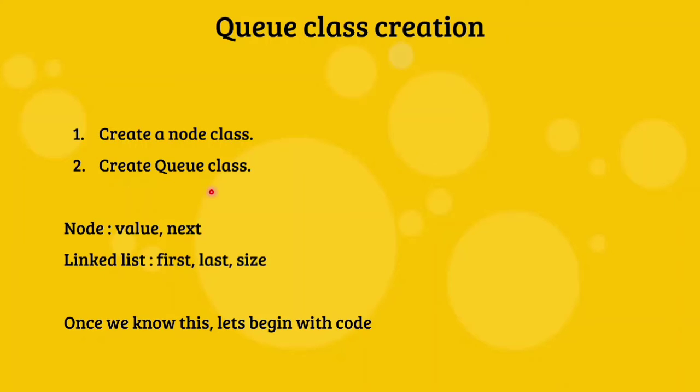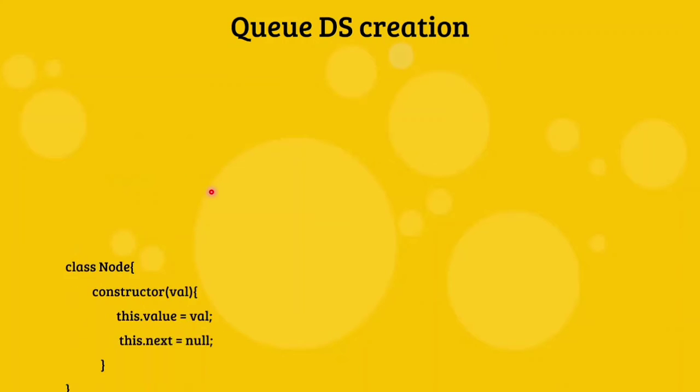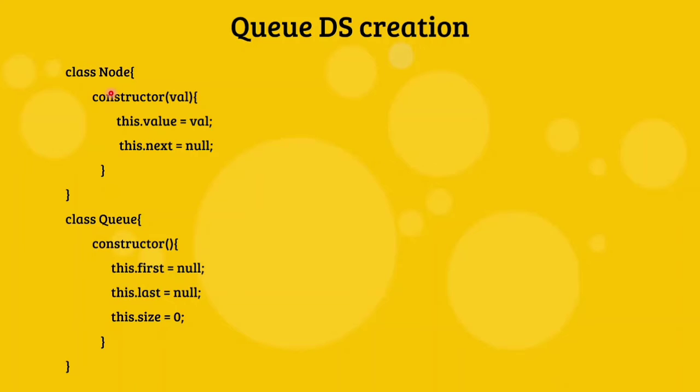So let's begin. Here, our code will look something like this. Firstly, we will have our node class. Inside that, we will have a constructor. And there, we will have two properties, value and next. And then, when we are talking about the queue, there we will have a constructor with three properties. Once we know all these things, let's write our code in Visual Studio.